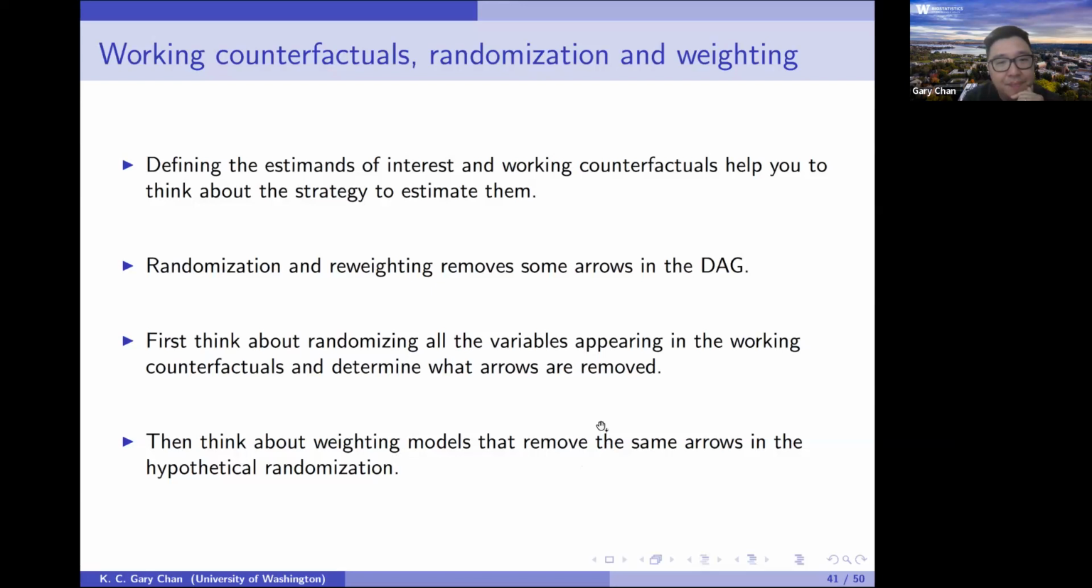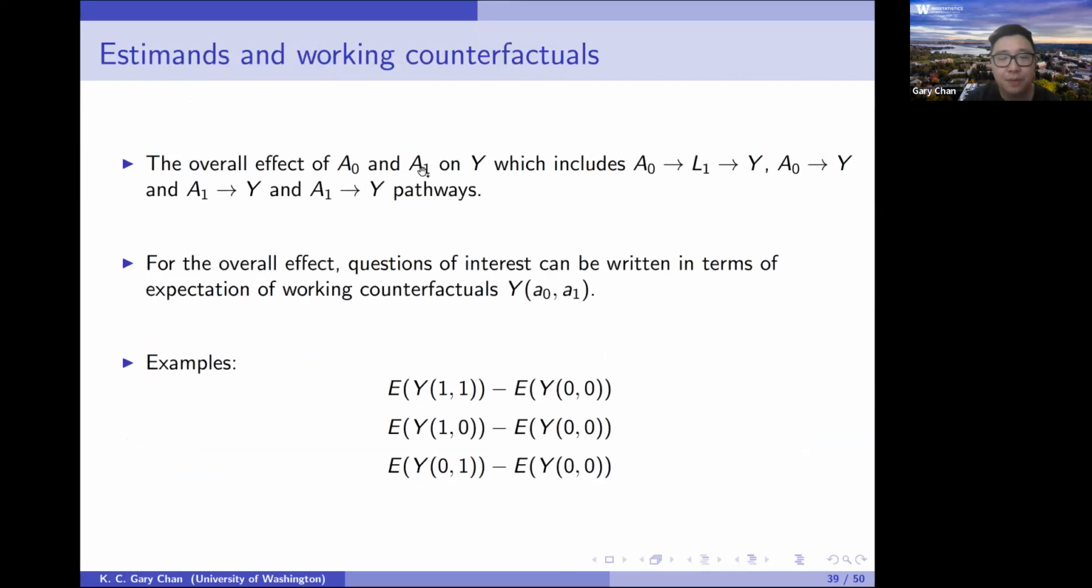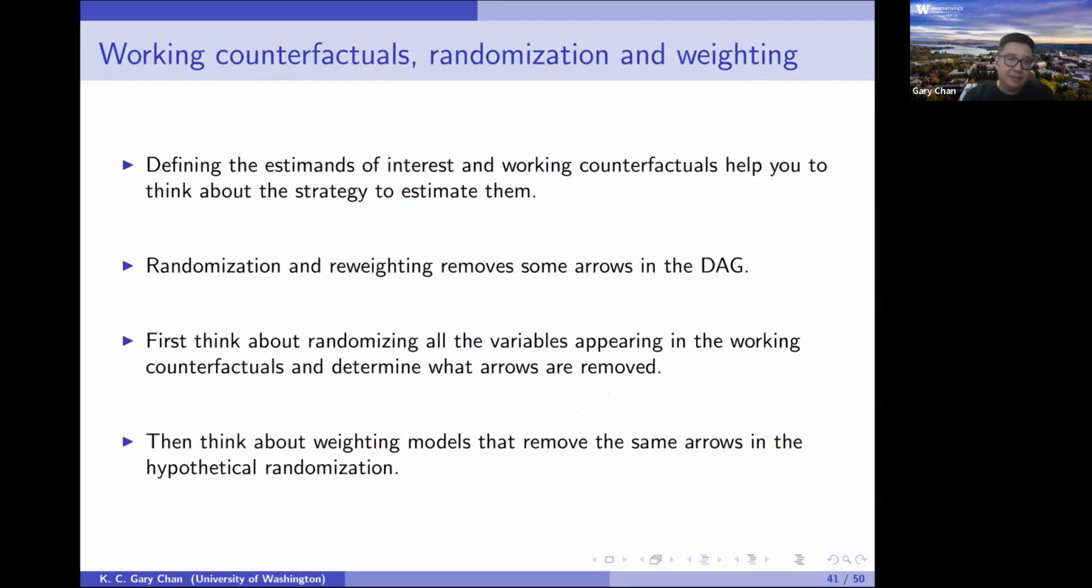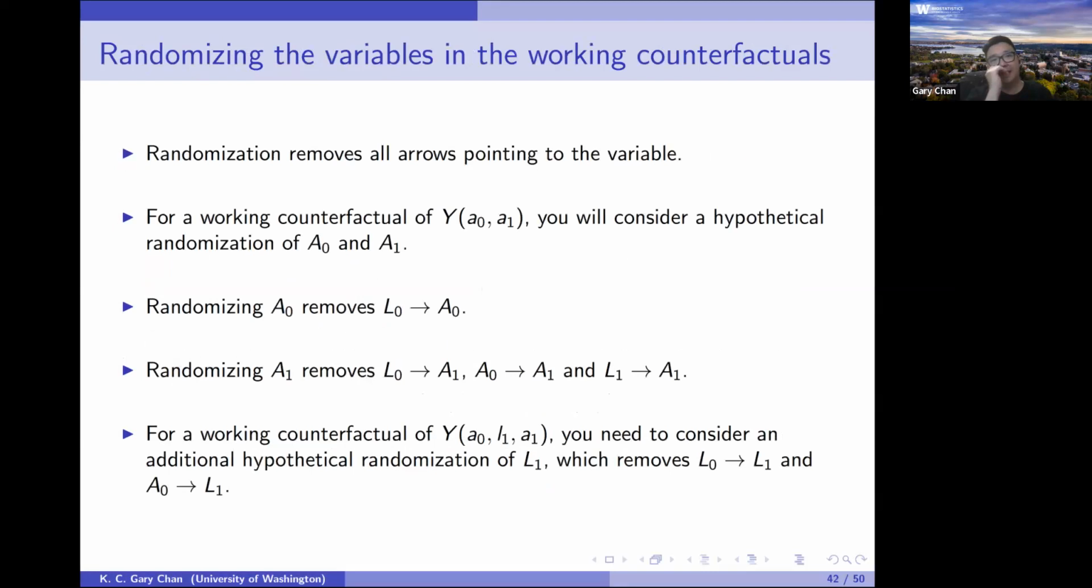That's why we first need to define the working counterfactual, because how many variables appear in the working counterfactual determines how many variables you have to randomize. In these two problems, if you're looking at total effects, you only need to randomize A0 and A1. If you're looking at the direct effect, you have to consider randomization of A0, L1, and A1. Randomization here removes all arrows pointing to the variable. So we start with this working counterfactual. Why A0, A1? Because you only have two variables here, you want to consider a randomization of these two variables.